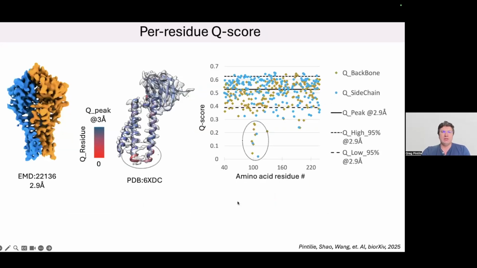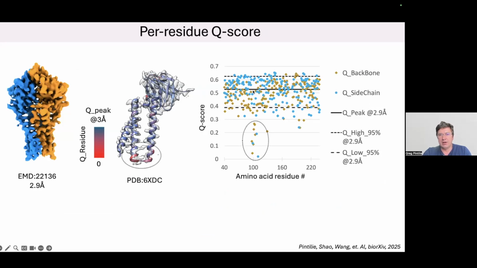Okay, we can also use Q-scores at a residue level. So for example, for this map and model, we can calculate Q-scores for each residue. And then we can plot these Q-scores at a residue level on the ribbon itself. So red means lower Q-score, blue is higher Q-score. So this can visually help you identify parts in the model that might be either not resolved or not fitted properly. So that can help to find problems and guide refinement.